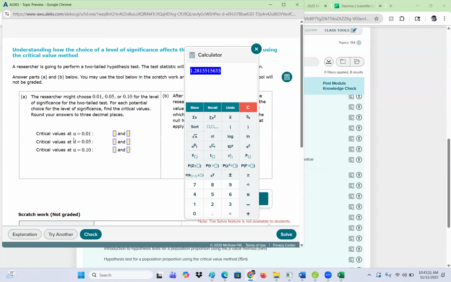The critical value for alpha equal to 1%: you're going to go for the T of 0.005. We have to divide it by two because that is two tests.